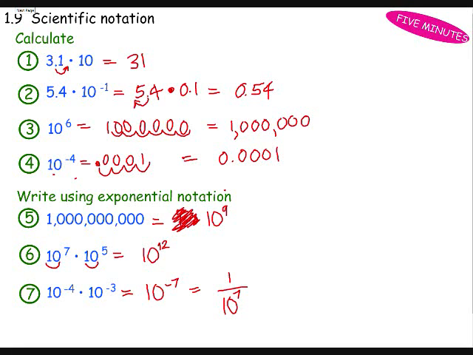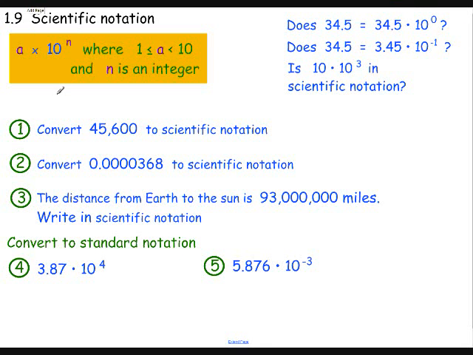Okay, so just a little review of exponentials. Scientific notation is always in this form. We have a, which is some number between 1 and up to, but not including, 10. And n is always an integer. Scientific notation: n has to be an integer, a has to be somewhere between 1 and up to 10.